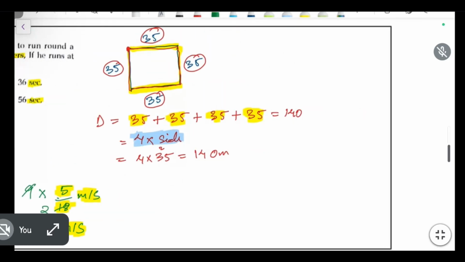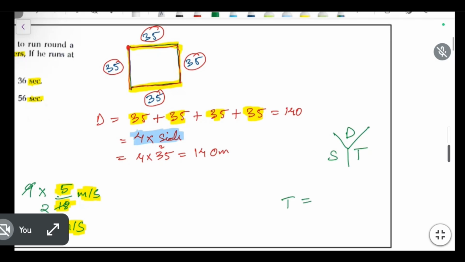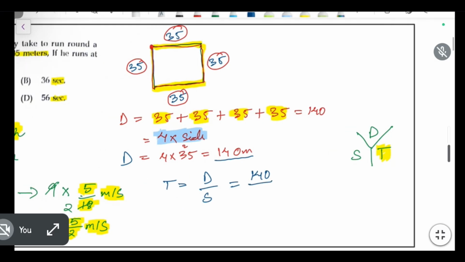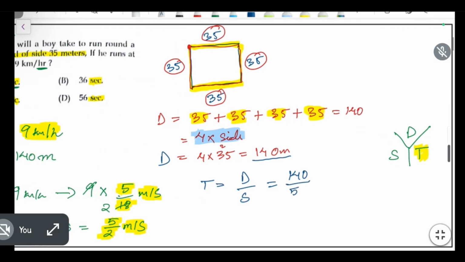We know the formula of distance, speed, time. So if I need time, which is equal to, I'll just write it here. Time, which means distance divided by speed. What is distance here? Distance, we got it as this one. This is the distance here. 140 meter divided by, what is the speed here? Speed here is 5 by 2.